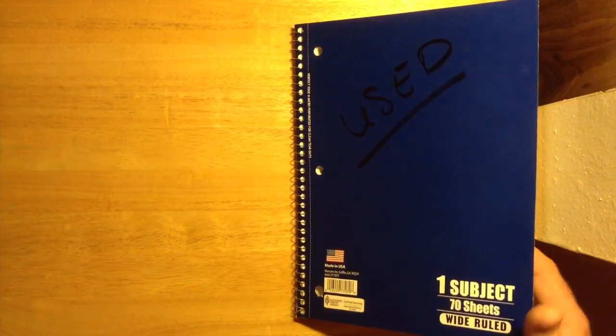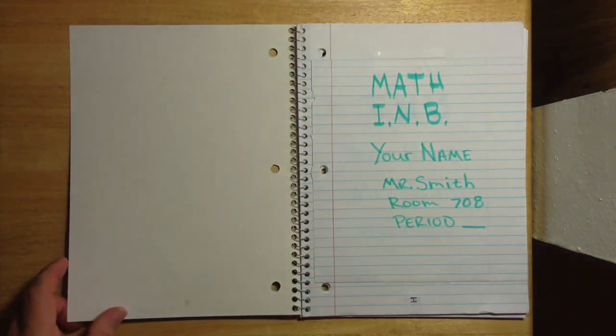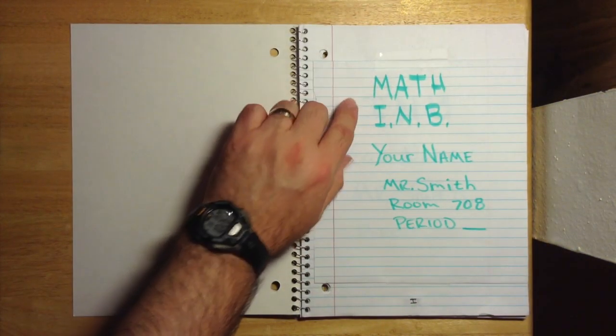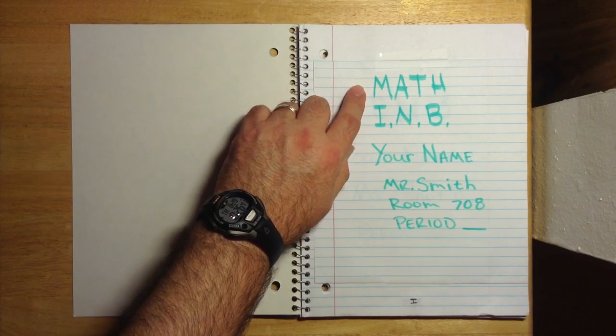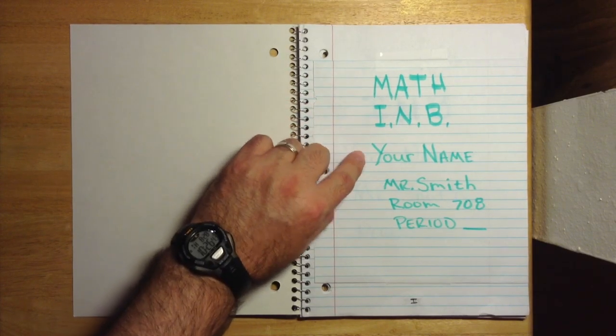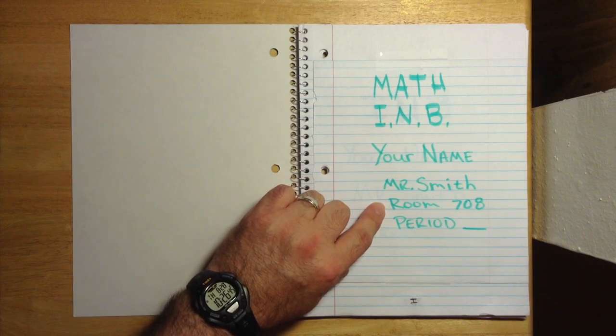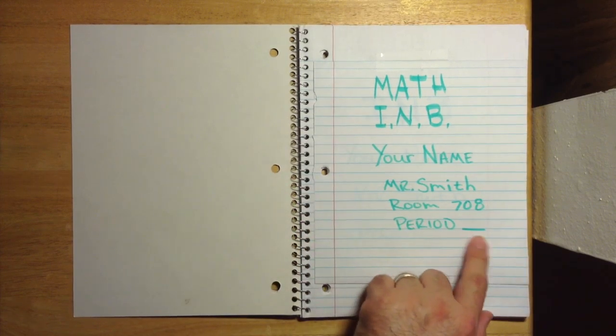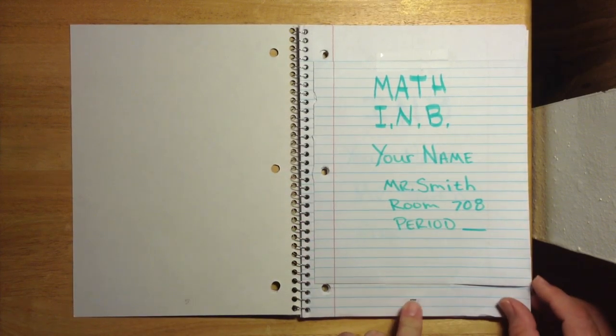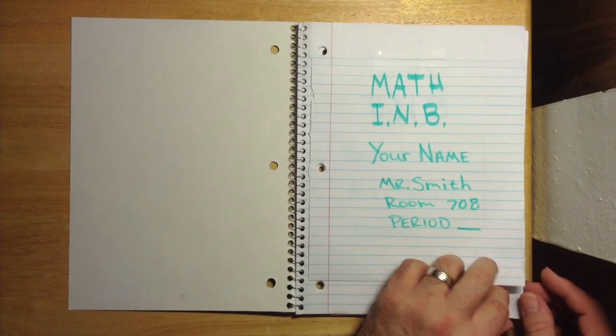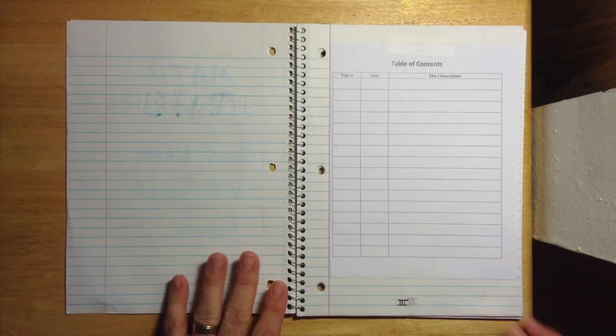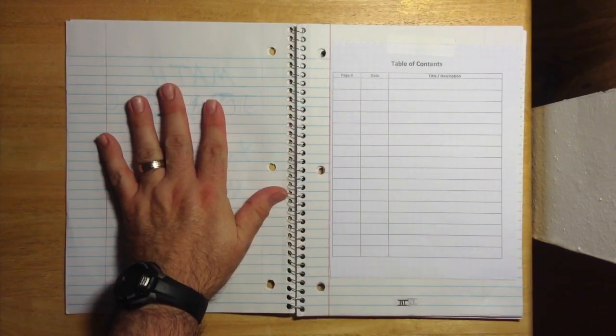Alright, this is going to be a short little video on how to set up your interactive notebook. On the very first page we have this information. This is what I want you to write here: Math, IMB, your name, my name, room number 708, and your period right here. Notice we have Roman numeral 1 here. This can be left blank for now.